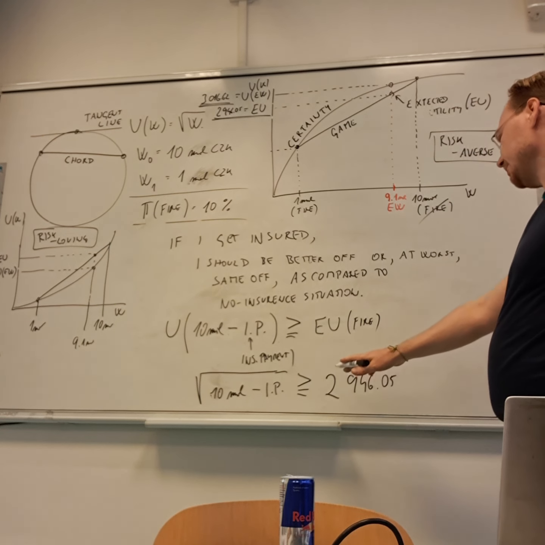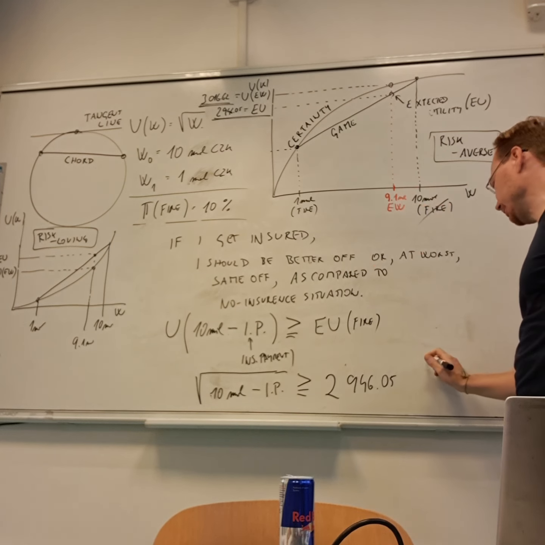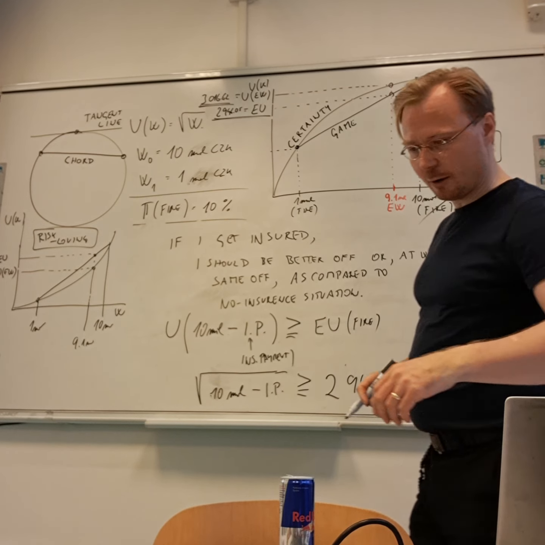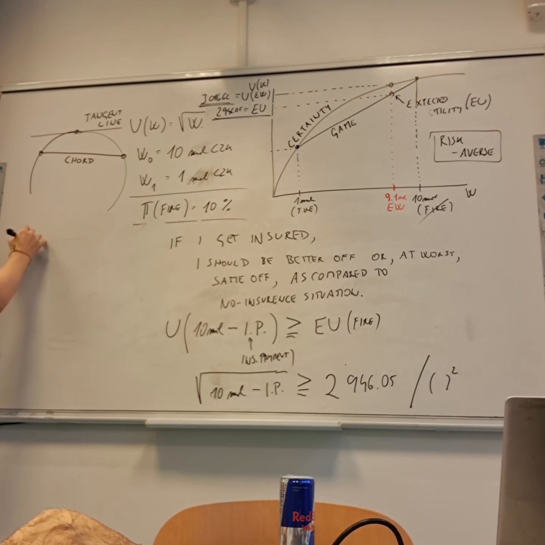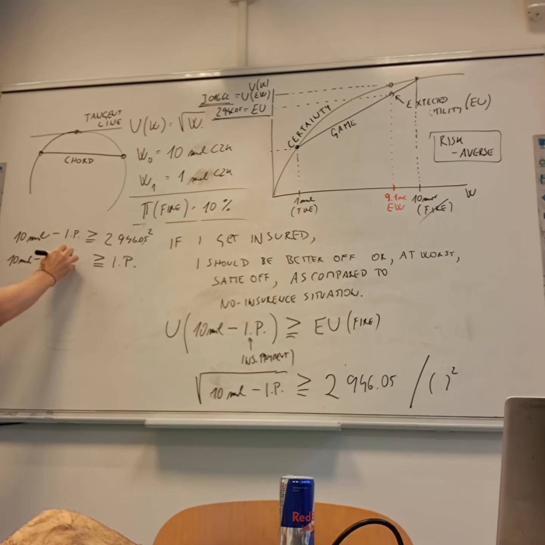Now, if I raise both sides of the inequality to the power of 2, I will get 10 million minus insurance payments higher or equal to 2,946.05 squared, which means the insurance payment will be lower or equal to 10 million minus 2,946.05 squared.